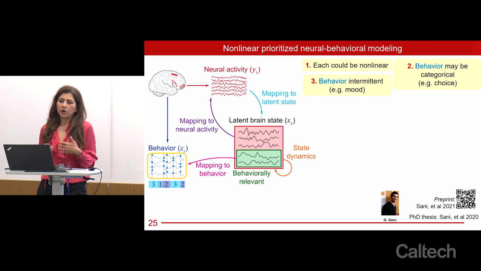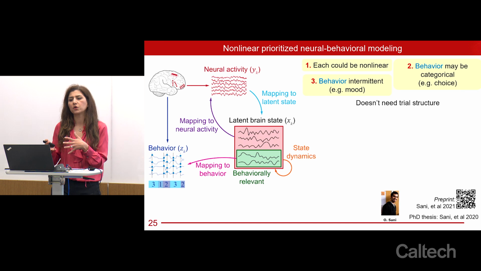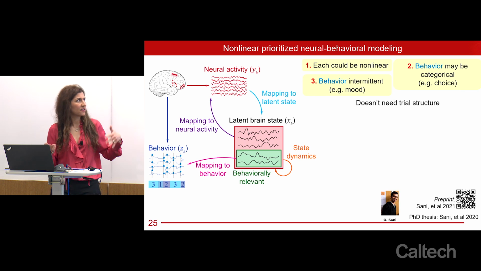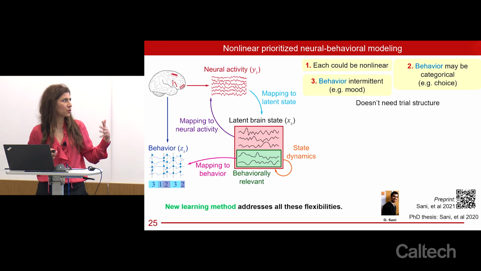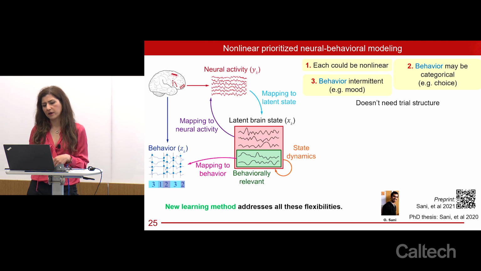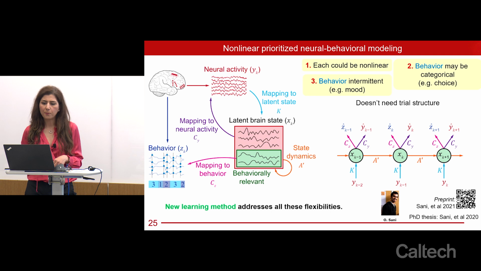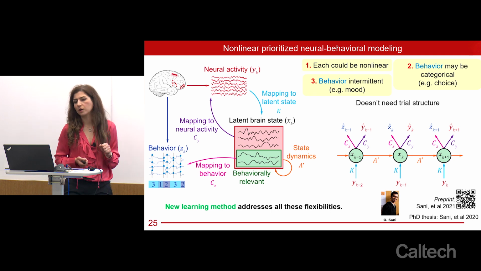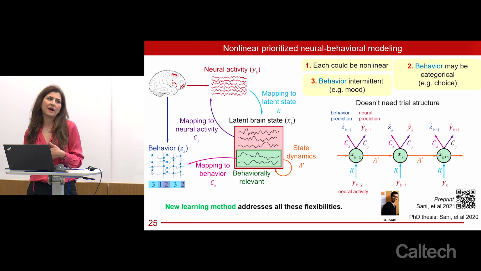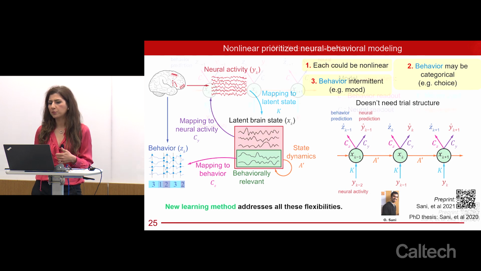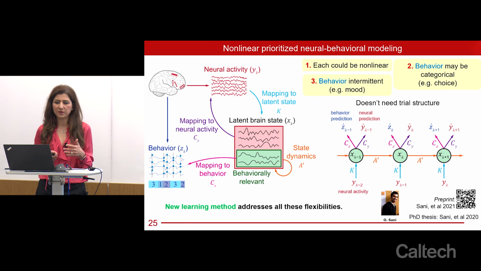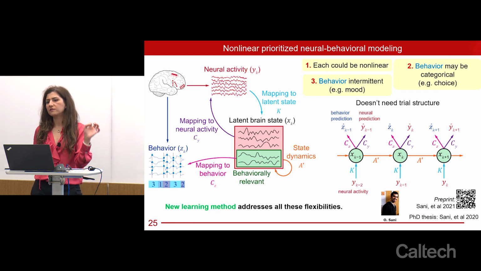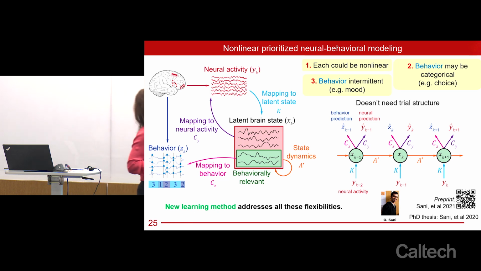So to allow all of these flexibilities, and we wanted to also extend to naturalistic setups where we don't have trial structures, we have to come up with a new learning algorithm that addresses these flexibilities. So this was the backbone of the algorithm. The backbone was a recurrent neural network model whose inputs were neural activity and whose outputs were predicted neural activity and behavior, and whose parameters each corresponded to one of these mappings.